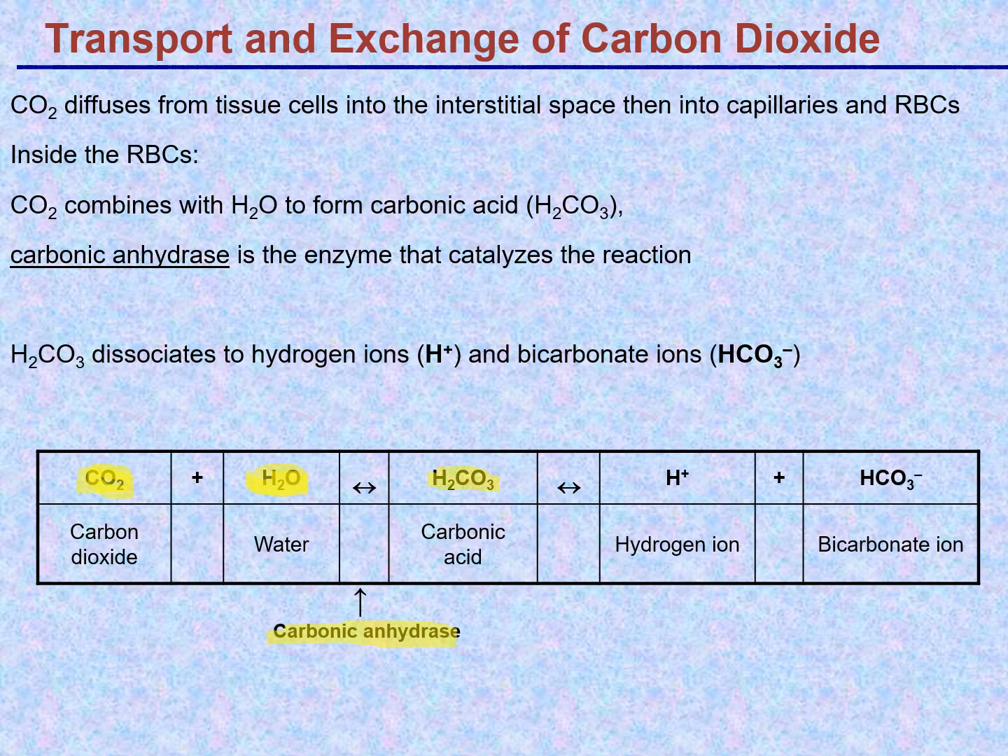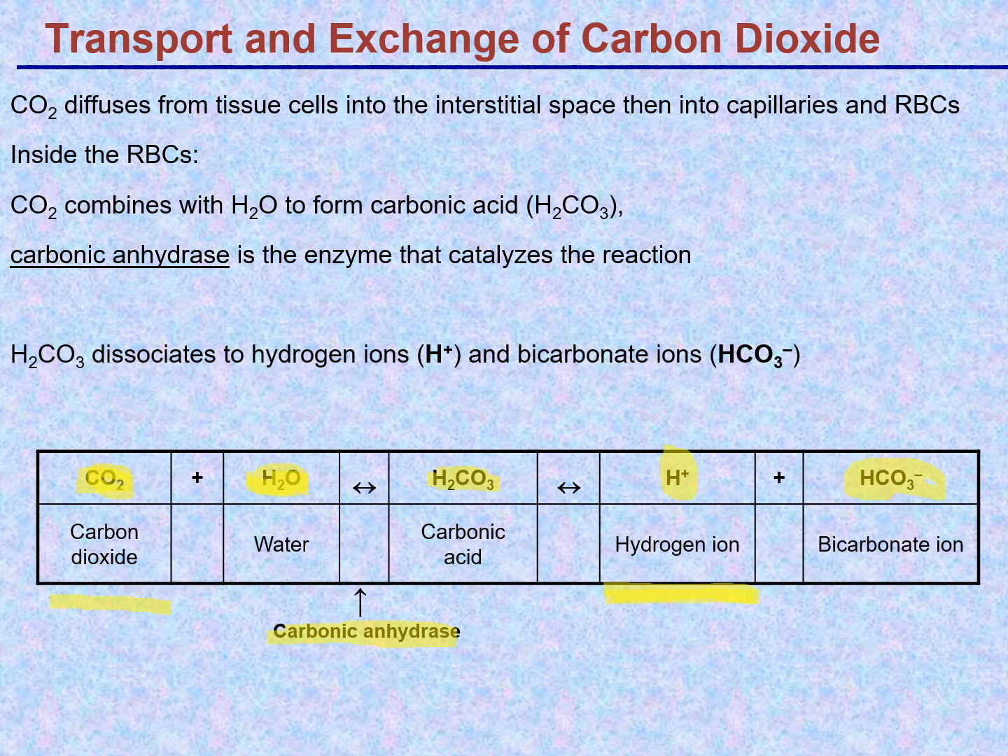Now H2CO3 is not stable. It will dissociate into hydrogen ions and bicarbonate ions. And of course, as you can see here, this is the reaction going from carbon dioxide to the final products, hydrogen ion and bicarbonate. That's the reason why the more carbon dioxide there is, the more the concentration of hydrogen ions goes up, and therefore the lower the pH.